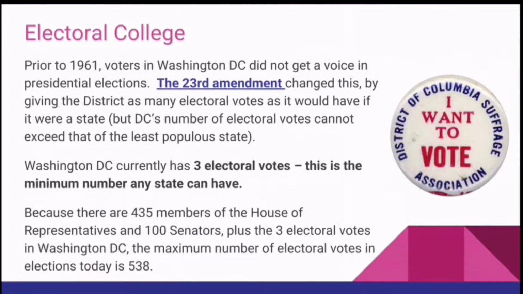Now, while Washington, D.C. has 3 representatives in the Electoral College, they do not have representation in Congress. Because there are 435 members of the House and there are 100 senators, plus the 3 extra from Washington, D.C., the maximum number of electoral votes in the election today is 538.